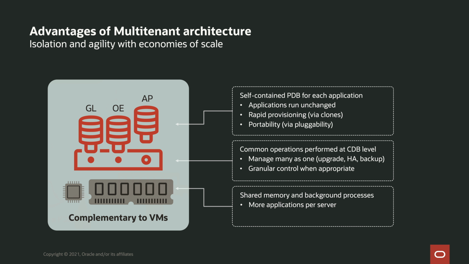Applications run unchanged in self-contained pluggable databases, or PDBs. PDBs are simple to clone and to move to and around the cloud. A container database, or CDB, consolidates many PDBs. Patch the CDB and fix all the PDBs it contains in a single stroke. That's operational efficiency. The shared infrastructure model is highly efficient, so you can support more applications per server. That is technical efficiency.